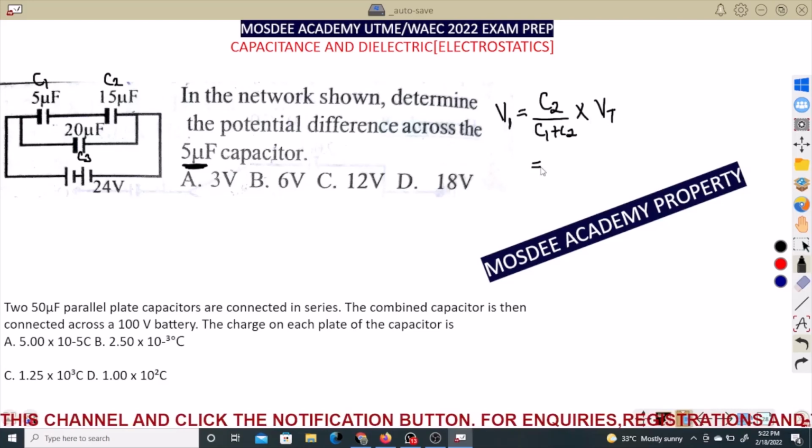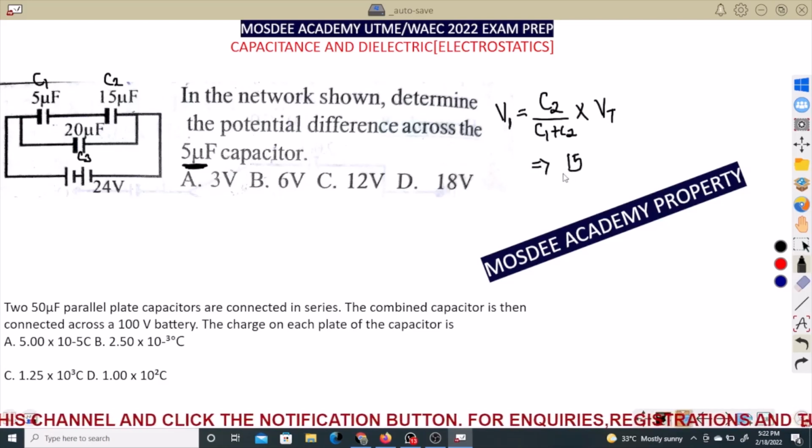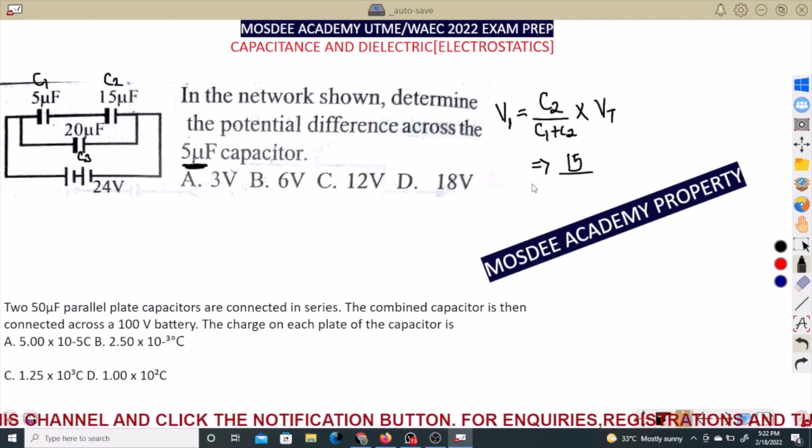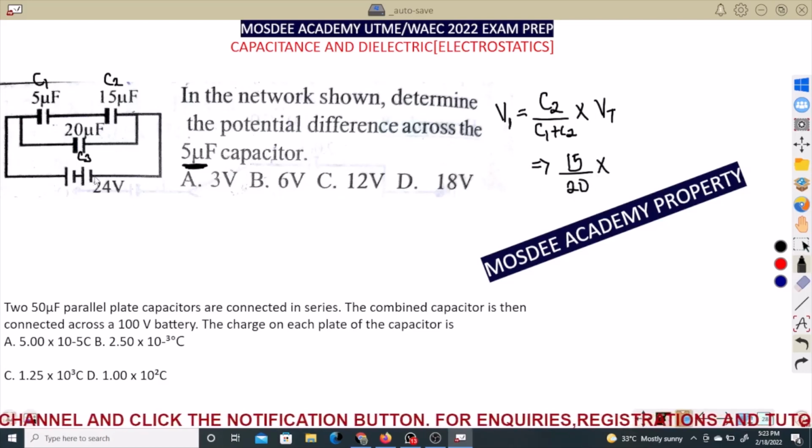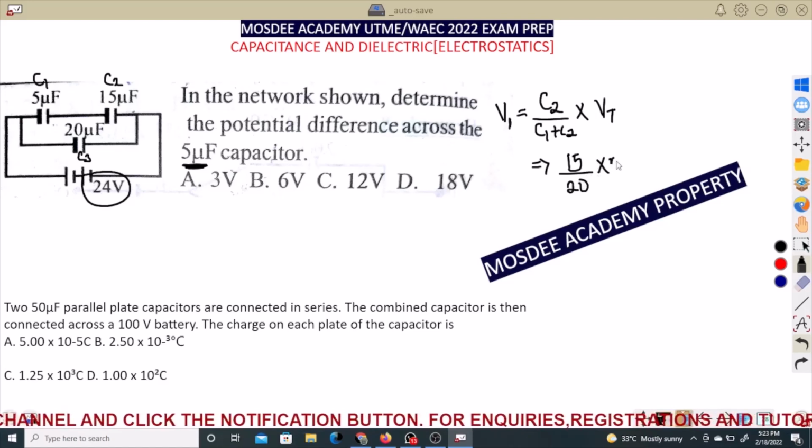That will be the one that flows in V1. So directly, I don't need to waste my time. What is C2 now? 15. All answers, I'm working in terms of microfarad. It's a shortcut, that is why you are mostly academic. C1 plus C2 is 15 plus 5, 15 plus 5 are 20. Multiply by the total PD. You can see what is connected across it is 24.